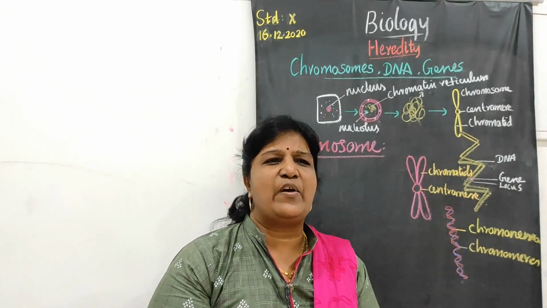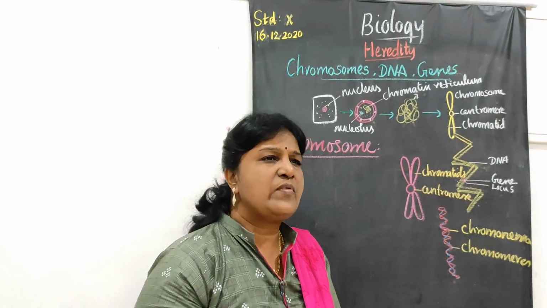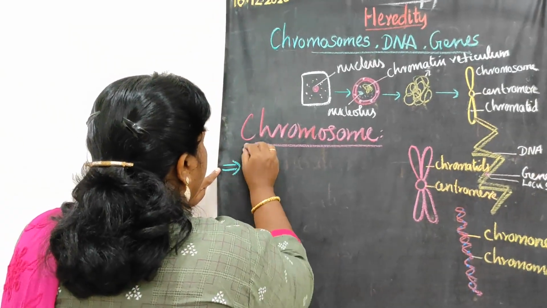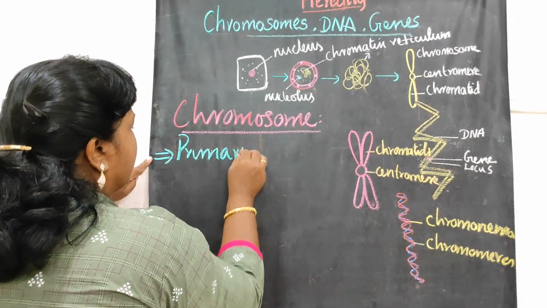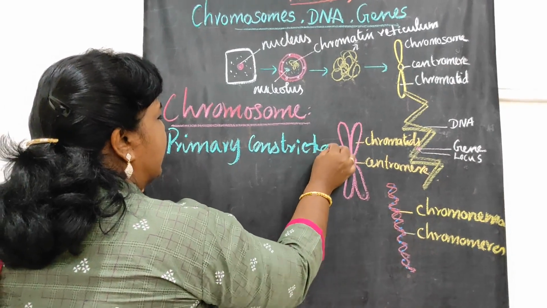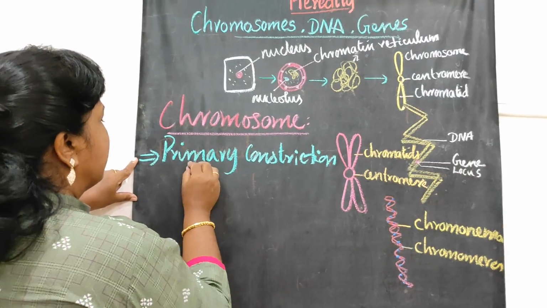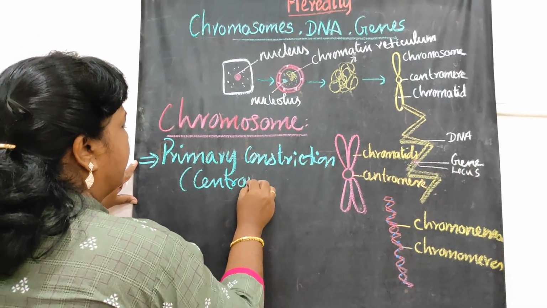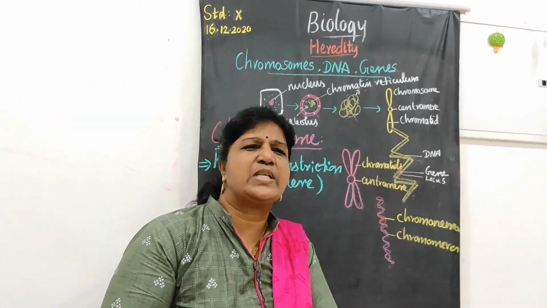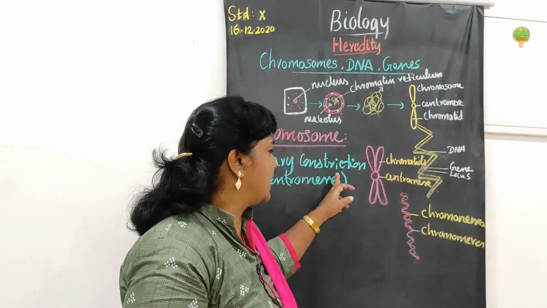Coming to the detailed study of chromosomes, this chromosome consists of four main parts. So the first one is primary constriction. This primary constriction is also said to be centromere. The two arms of the chromosomes meet at a point called primary constriction. So see here.